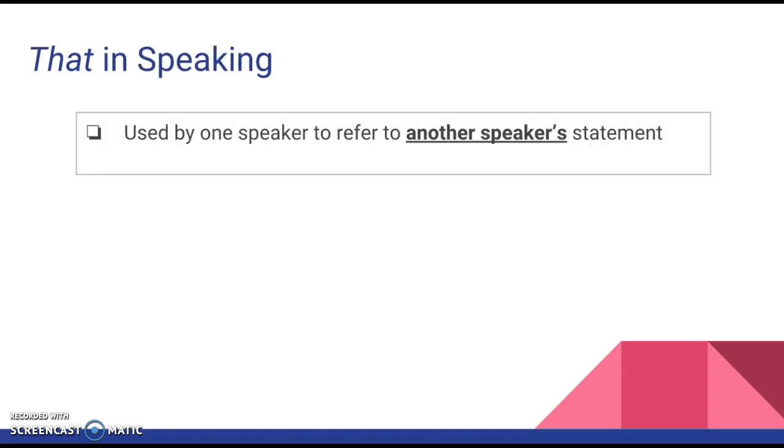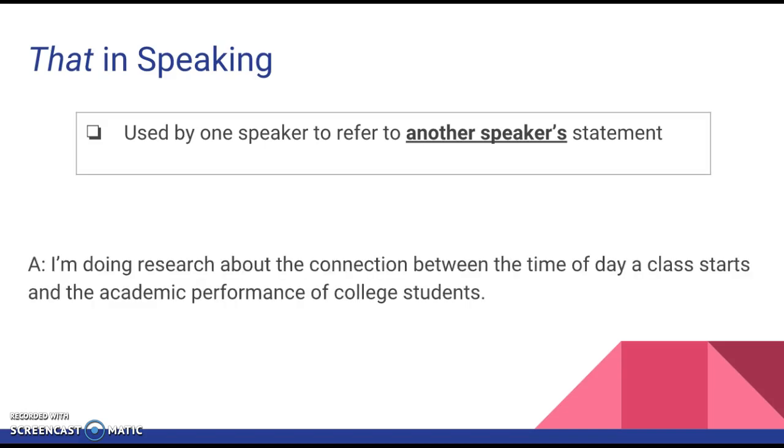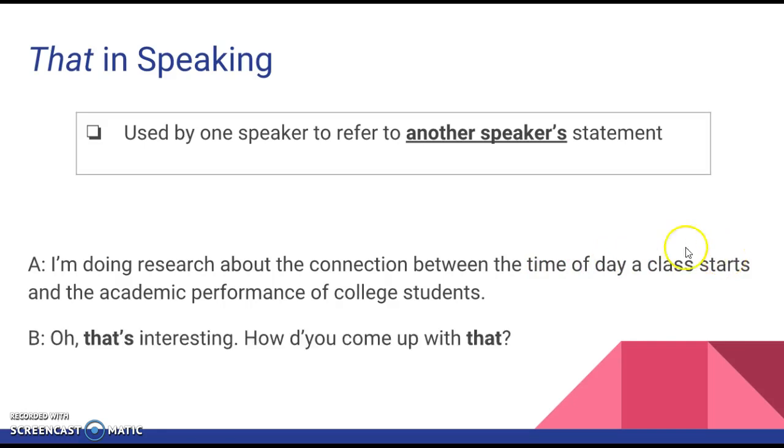We use that in speaking in a specific way. It's used by one speaker to refer to another speaker's statement. So, for example, in this short conversation, A says, "I'm doing research about the connection between the time of day a class starts and the academic performance of college students." B responds, "Oh, that's interesting. How'd you come up with that?" So you see that right here is actually referring to A's entire idea. And that is also referring to the entire idea that A presented.